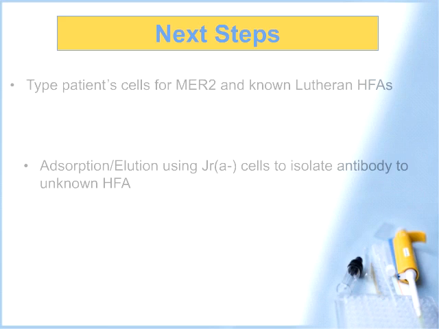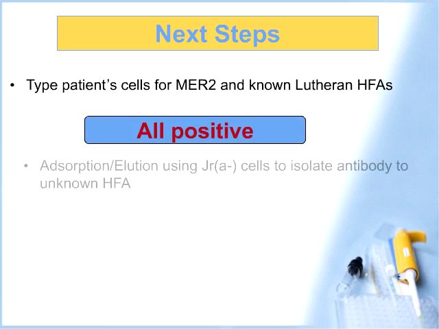So the next steps were to type the patient's cells for known Lutheran high-frequency antigens and MER2. Now, we had already done the Lutheran B type in our initial screen when we found that the patient was JRA negative, so we knew it wasn't that. But they were all positive, and we typed for all of them because we have those antisera. So we decided then that we needed to do an adsorption and elution using JRA negative cells to isolate the antibody to unknown high-frequency antigen.